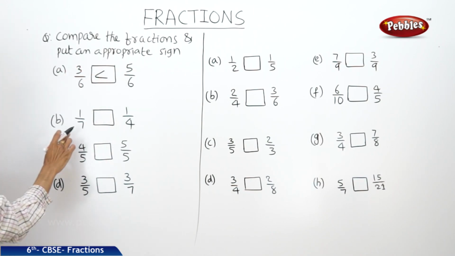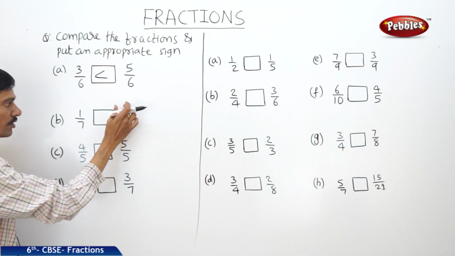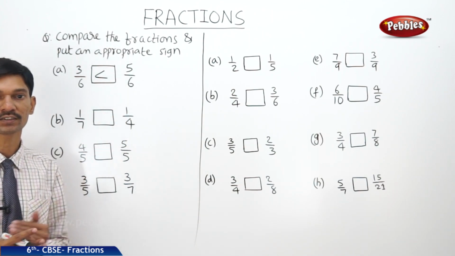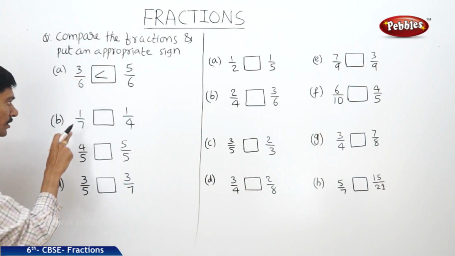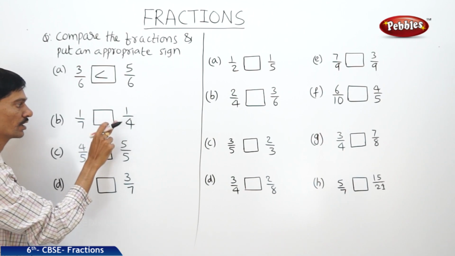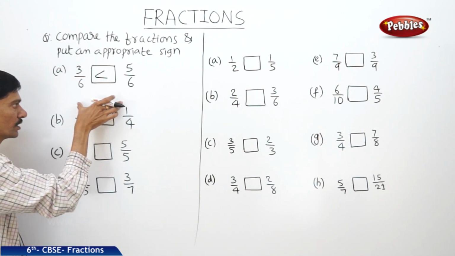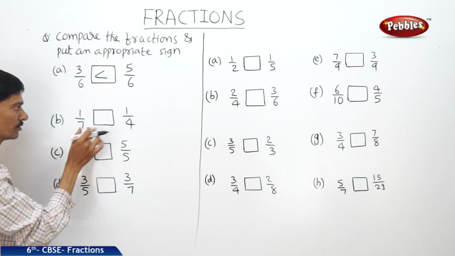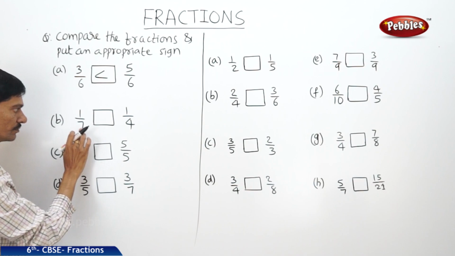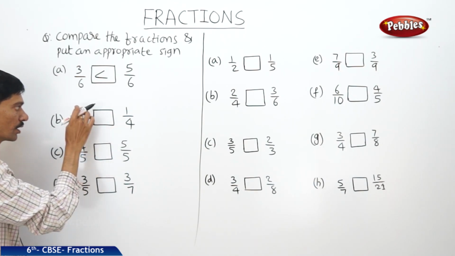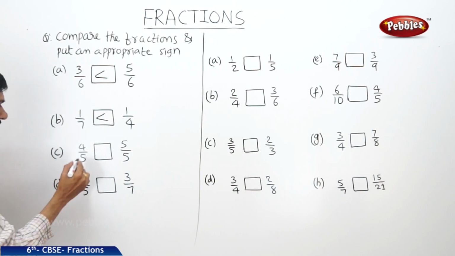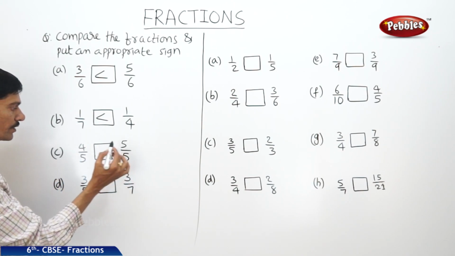Now in the second question, 1 by 7 dash 1 by 4. Here the numerators are equal. If the numerators are equal, the fraction with the larger denominator is less than the fraction with the smaller denominator. Here both numerators are 1, so when you compare the denominators 7 and 4, 7 is greater than 4, but 1 by 7 is less than 1 by 4.